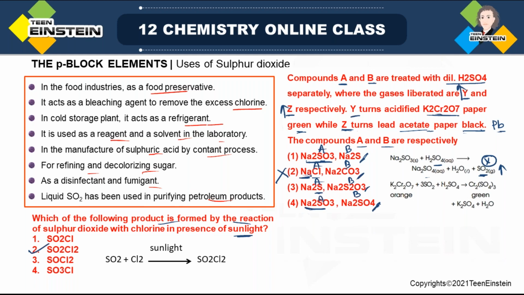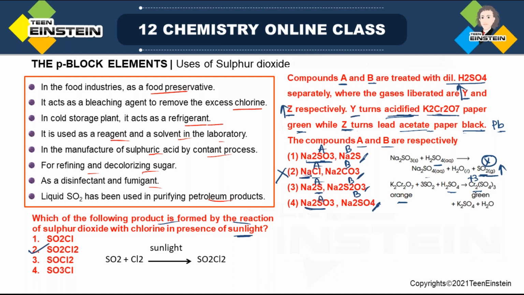Okay. Now first we will see what is the reaction when Y is reacting with orange colored K2Cr2O7 paper in presence of H2SO4, because it is acidified paper. It is converted to chromium +3, green color. And just read this statement: Y turns acidified K2Cr2O7 paper green. So this is Y.